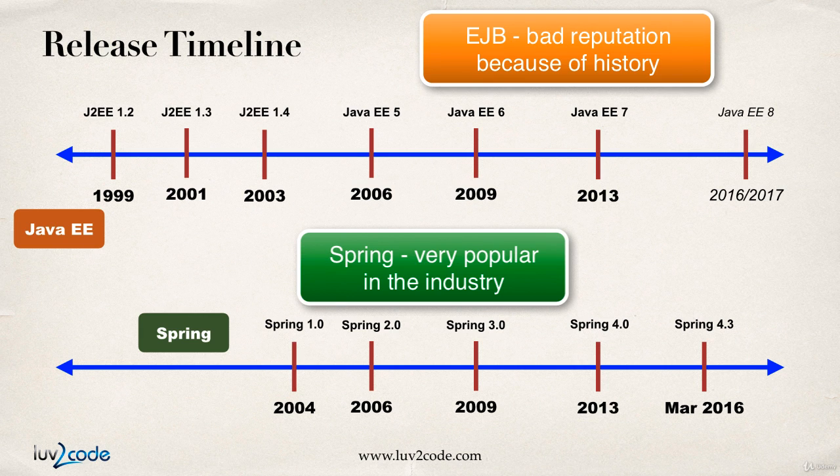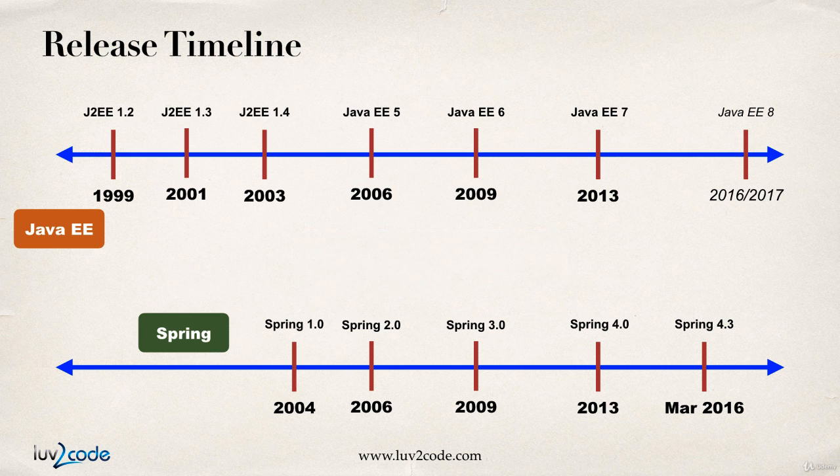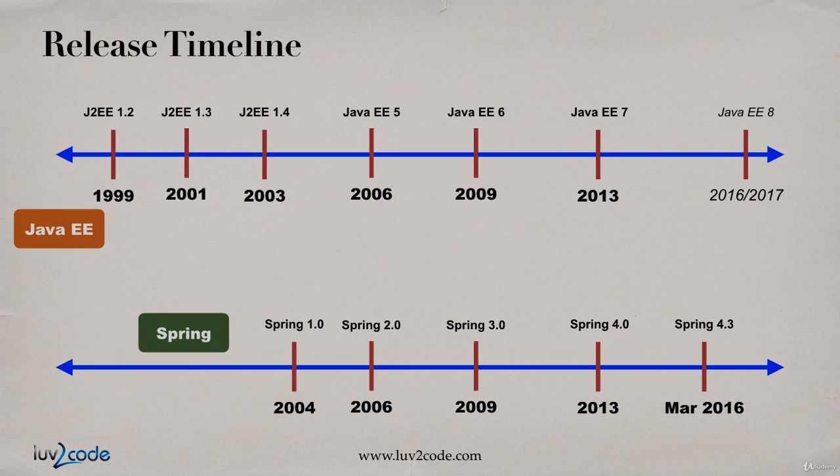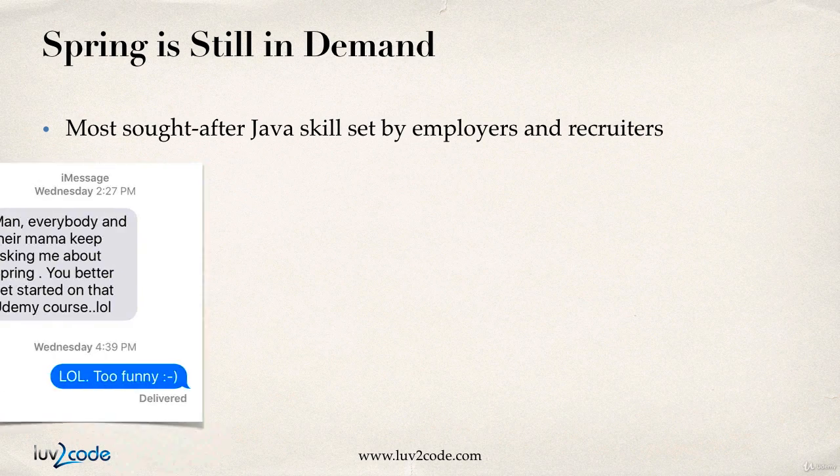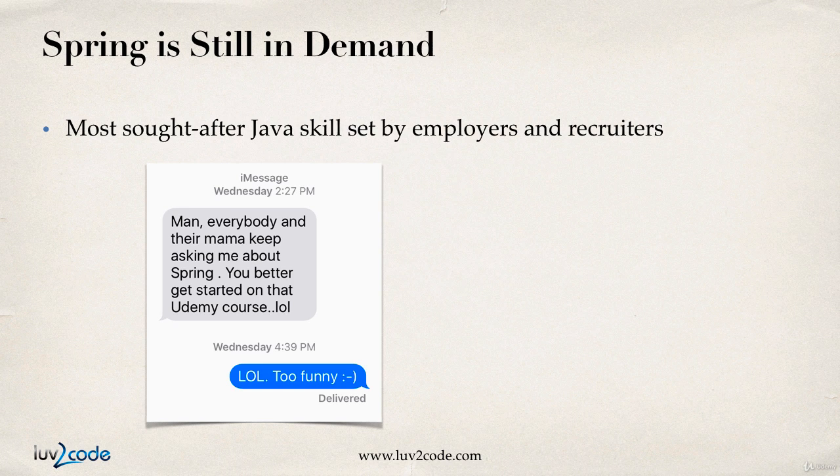So that's kind of the big spiel. But really, if you put both technologies side by side now, you can do the same with either one. But again, there's the reputation thing and the momentum thing. As I mentioned, Spring is very popular. It has a lot of market share, a lot of projects are written in it, and Spring is still in demand. It's the most sought after Java skill set by employers and recruiters.